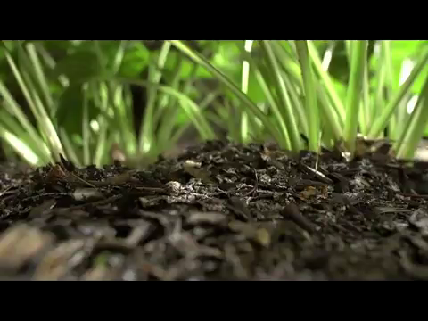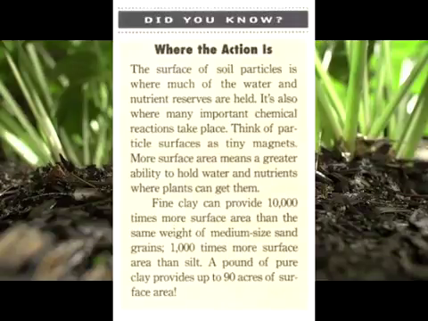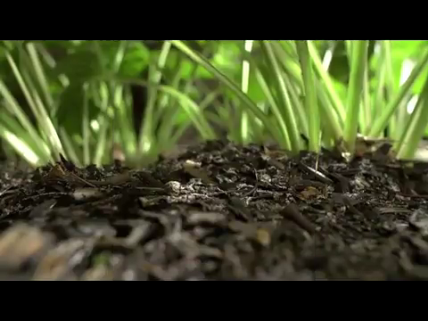Sidebar: did you know where the action is? The surface of soil particles is where much of the water and nutrient reserves are held. It's also where many important chemical reactions take place. Think of particle surfaces as tiny magnets. More surface area means a greater ability to hold water and nutrients where plants can get them. Fine clay can provide 10,000 times more surface area than the same weight of medium-sized sand grains, and 1,000 times more surface area than silt. A pound of pure clay provides up to 90 acres of surface area.